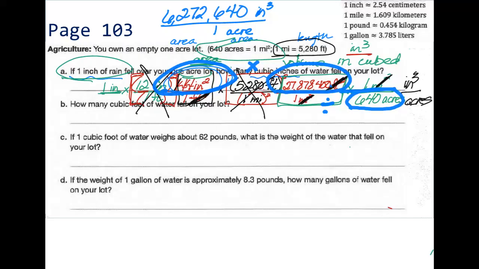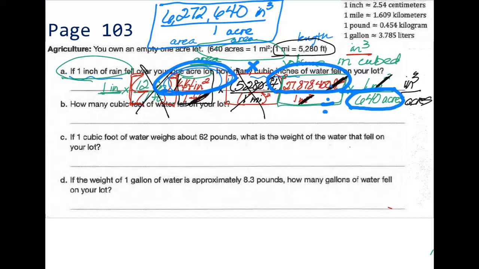Acre. Yes. So, how many cubic inches of water fell on our lot? 6,272,640 cubic inches. Okay, a lot of rain. That is a lot of rain. I told you we couldn't say a lot fell on our lot. They want to figure it out. All right. That's the hardest one, I believe.